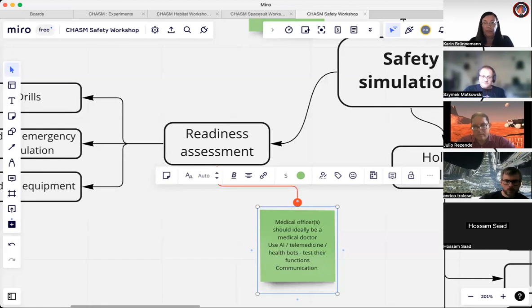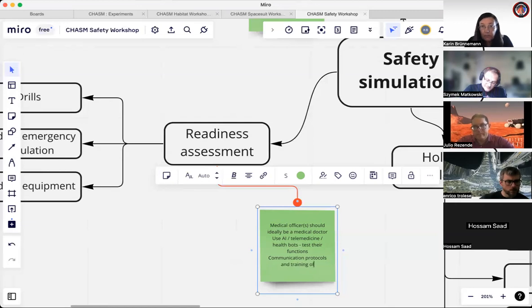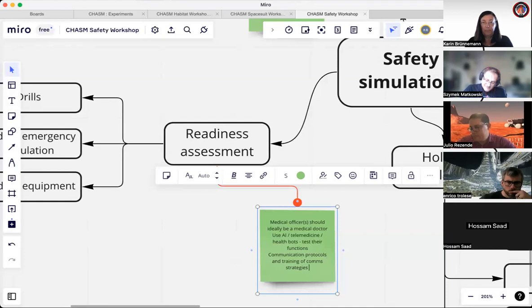Communication protocols. And training of comms strategies.